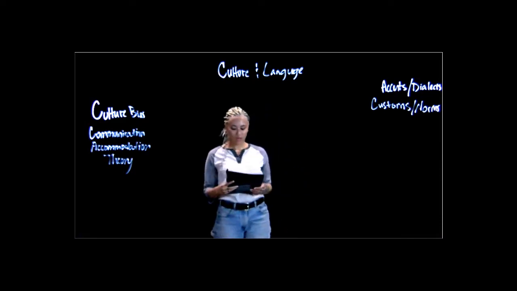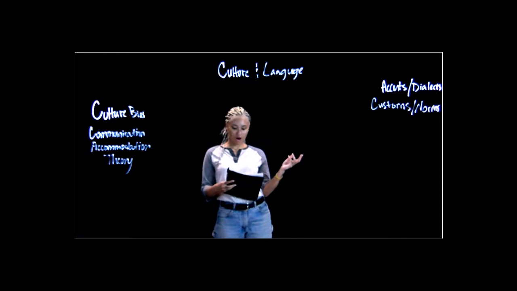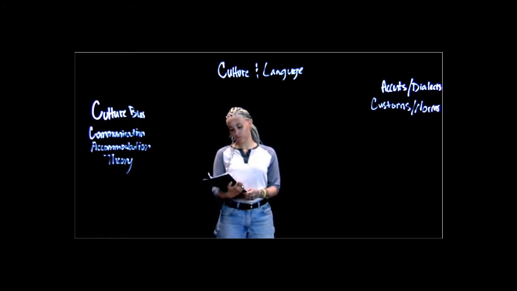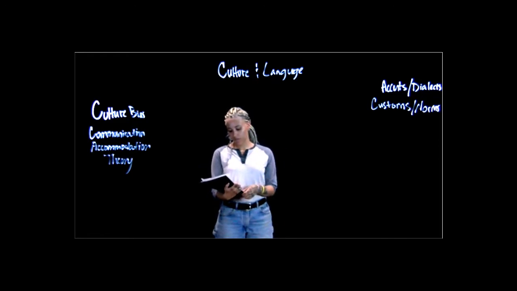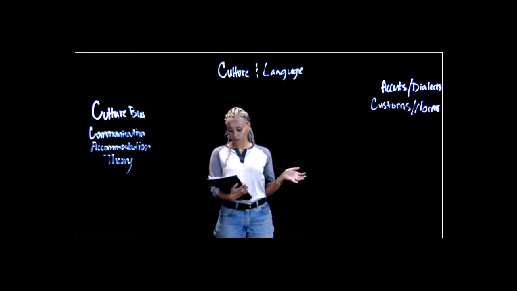Okay, so accents are distinct styles of pronunciation, while dialects are versions of language that have distinct words, grammar, and pronunciation. So there can be multiple accents within one dialect. There are also cultural norms, because all our social norms are culturally relative. For example, one thing in one culture could mean something completely different in another culture.